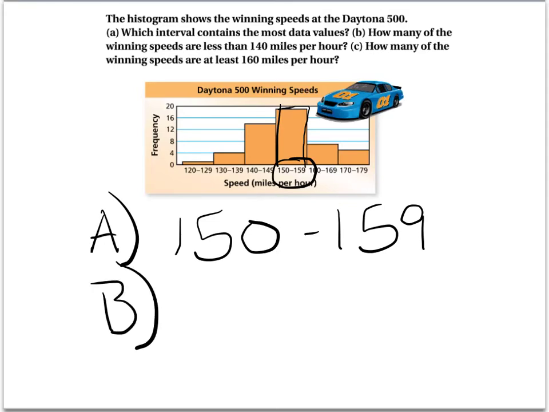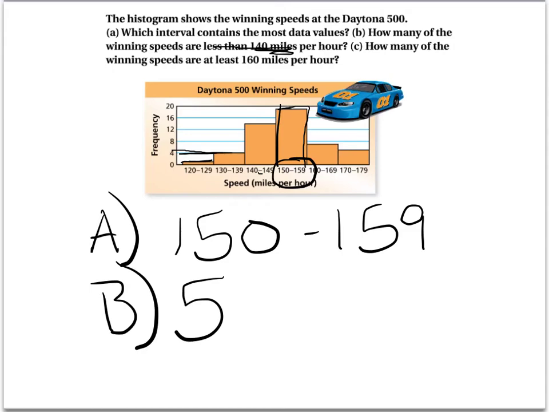So the data values would be between 150 and 159. B says how many winning speeds are less than 140 miles an hour. Well, less than 140 would not be this one because that is 140. So I've got to look at these below that. This right here is the number 4. So 4 people won the Daytona 500 less than 140, and one person down here. So a total of 5 people have won with less than 140 mile an hour winning speed.